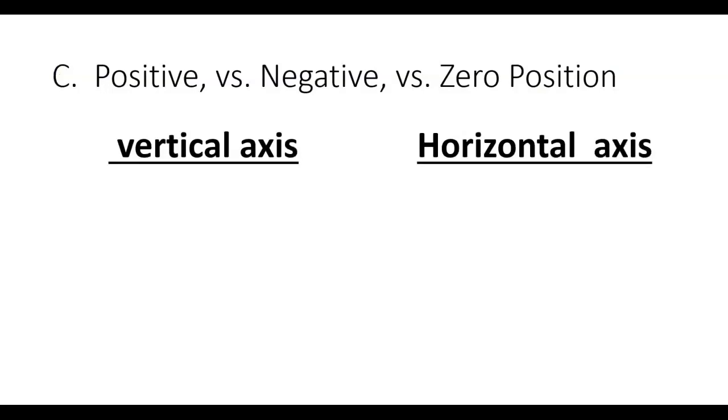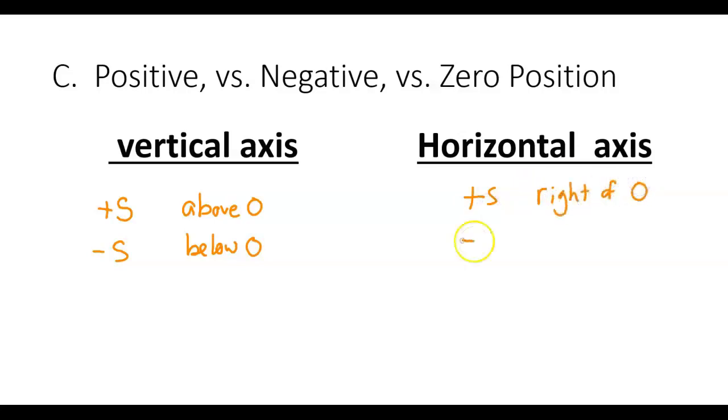Let's review some things. Now, when it comes to position, S, if you're on a vertical axis, whether you have a positive S or a negative S indicates something. A positive S indicates that you are above 0. A negative S represents that you are below 0. If you're on a horizontal axis, a positive S represents that you are to the right of 0. And a negative position represents that you are to the left of 0. Okay, so I want you to remember that.